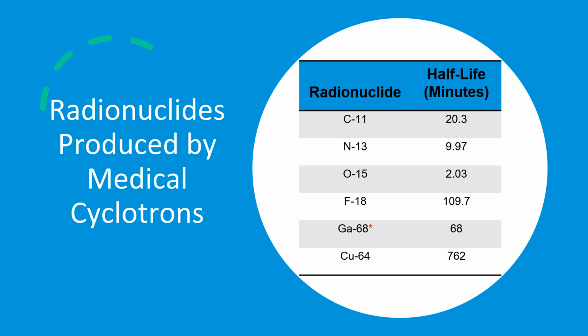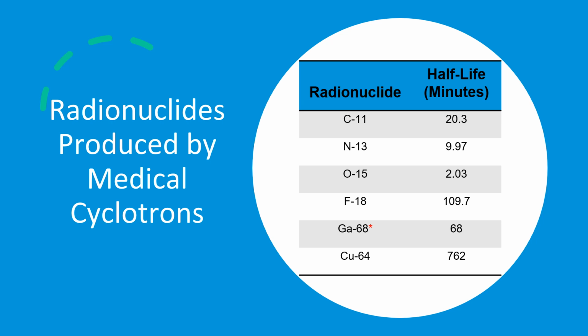very close by. F18 is the one that's most widely used. This one has a half-life of 109 minutes, which makes it fairly able to be produced and shipped. And then gallium-68 is a little bit tougher. It's important to have a cyclotron close by.